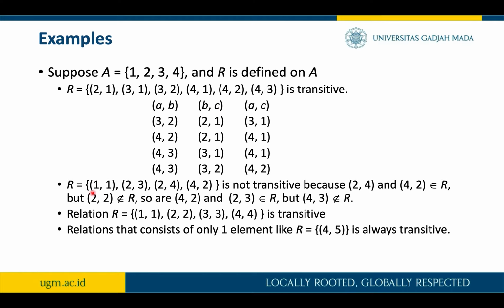Suppose we have another relation here: (1,1), (2,3), (2,4), and (4,2). It is not transitive because we have (2,4), and we also have (4,2). If it's transitive, then (2,2) should also be in the relation, but there is no element (2,2) here. So in this case, R is not transitive. It is also the same for this one.